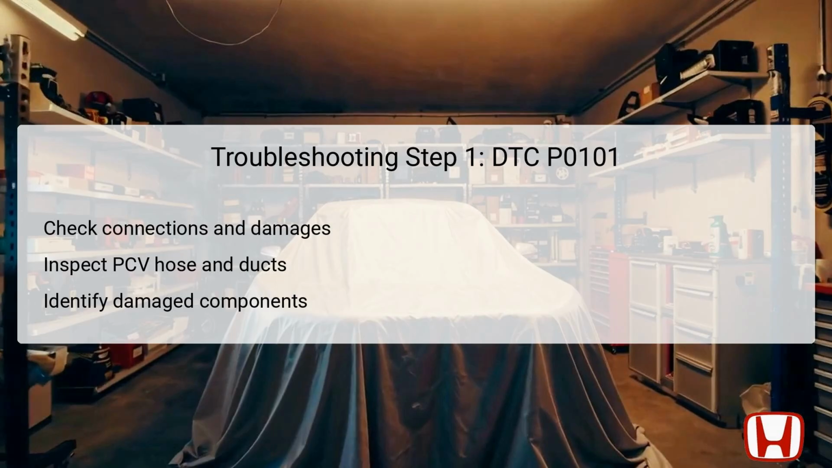Additionally, inspect the purge control solenoid PCS line, brake booster, and brake booster hose, as problems here can also lead to performance issues. If all inspected parts are in good condition, proceed to the next step in the diagnostics. If any part shows signs of damage, it must be repaired or replaced before continuing.